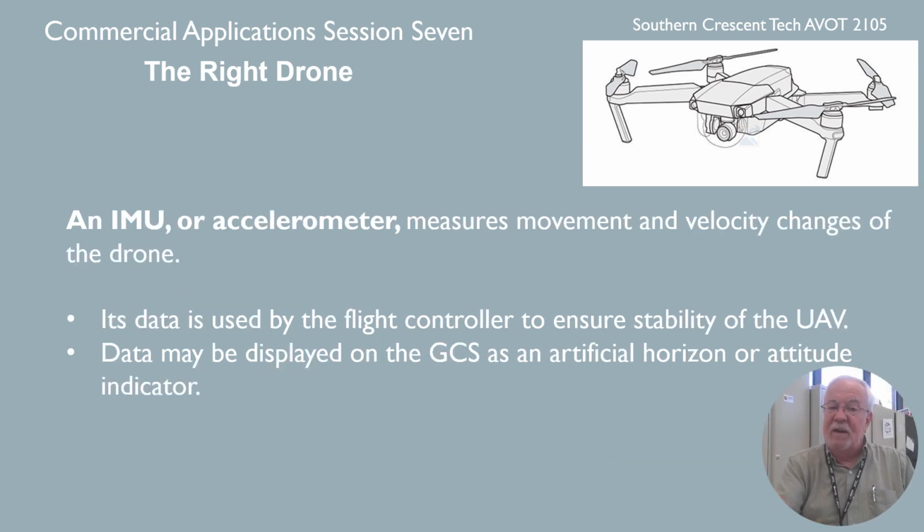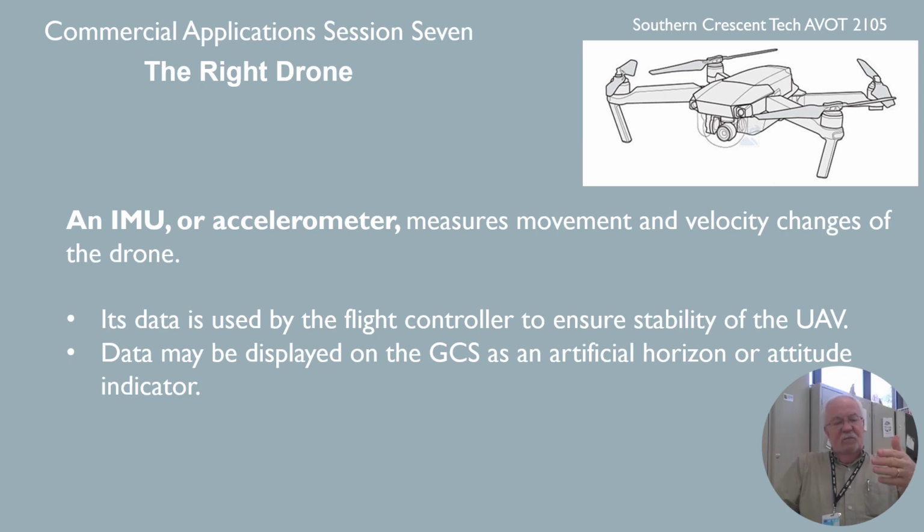Okay, then we have the IMU, inertial measurement unit, sometimes called an accelerometer. It measures the movement and velocity changes of the drone, so it's acceleration, basically. Okay, and that's used by the flight controller as well. The GPS is used by the flight controller. Airspeed is used by the flight controller if it's a fixed-wing drone. The IMU, or accelerometer, is fed to the flight controller to ensure its stability as well.